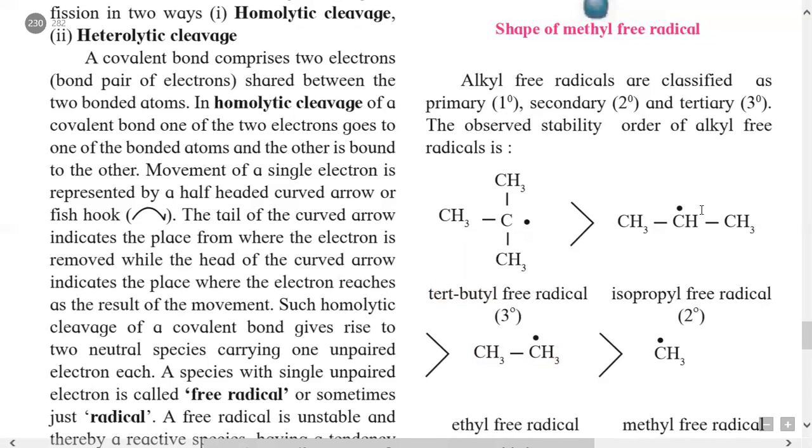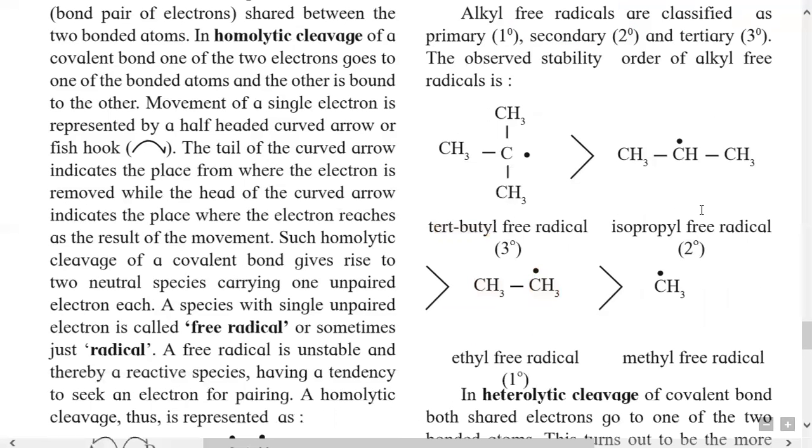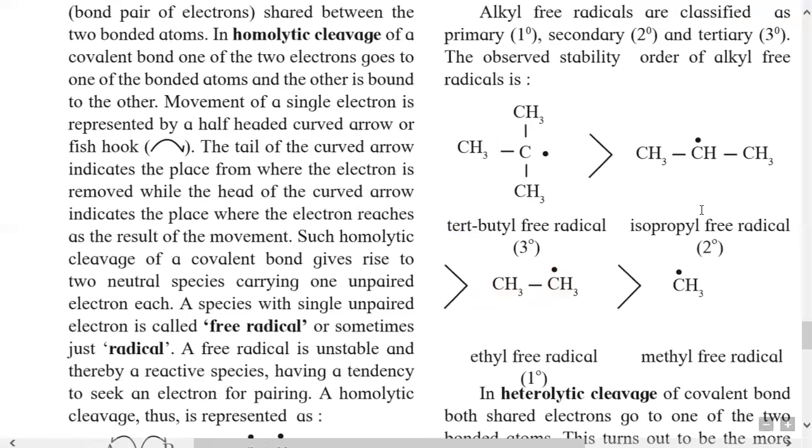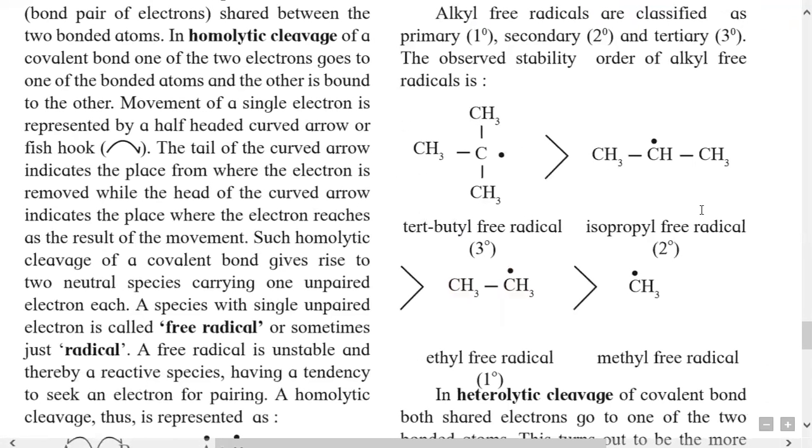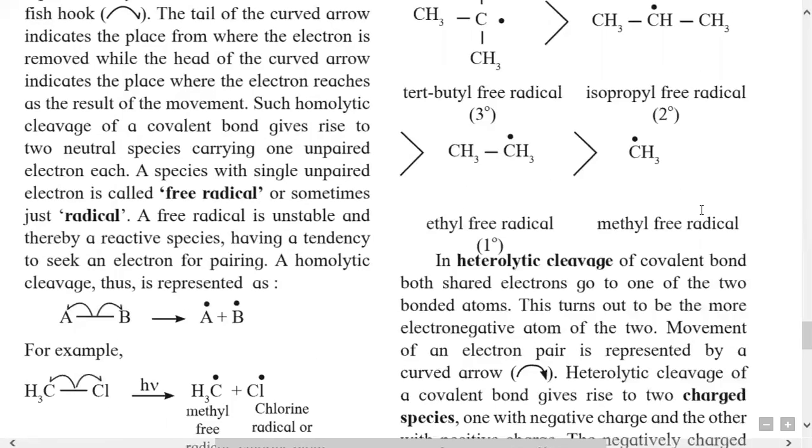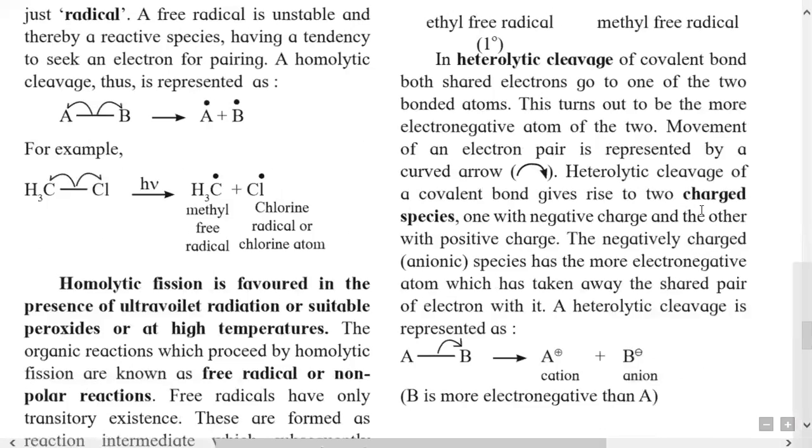So the order of stability of these alkyl free radicals is: tertiary is more stable than secondary, than primary, than methyl free radical. Remember this order well. Tertiary is more stable than secondary, than primary, than methyl free radical. And that is about the homolytic bond fission.